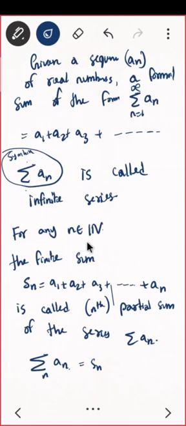And for any n belonging to natural numbers, the finite sum, if I take only n terms of this, I denote it by S_n, that is e1 plus e2 plus e3 up to e_n. This is called the nth partial sum of the series. This is your series, the infinite series. S_n is the nth partial sum, and when we denote it by S_n we write n here. That means it is up to the nth term only.